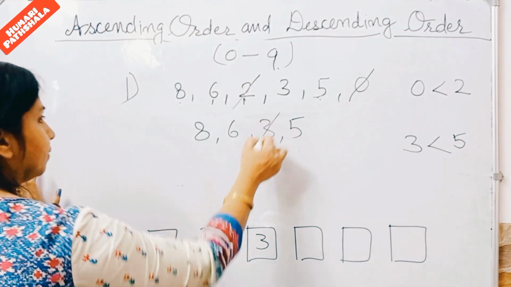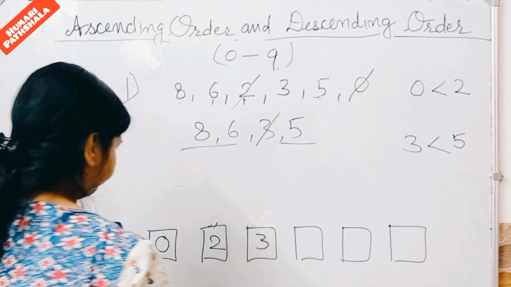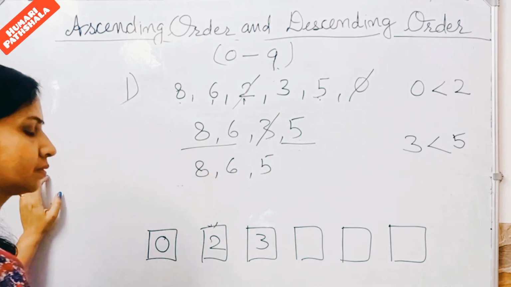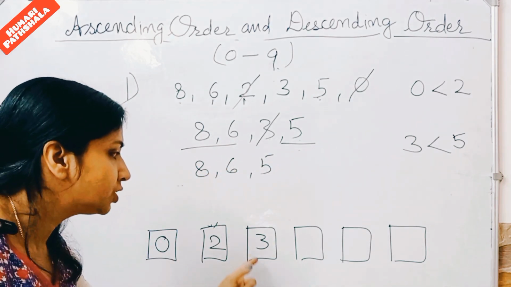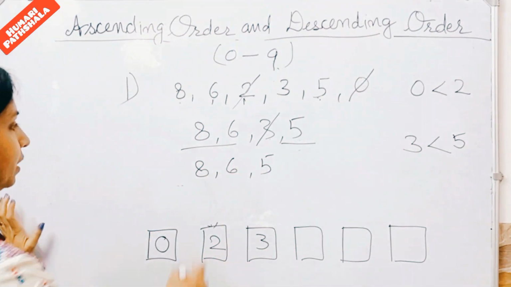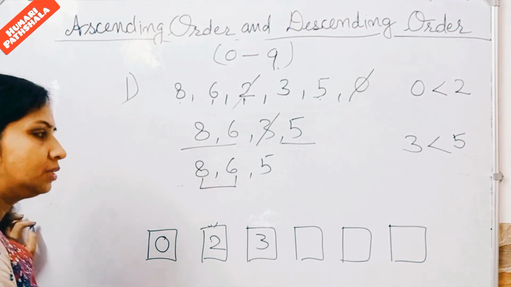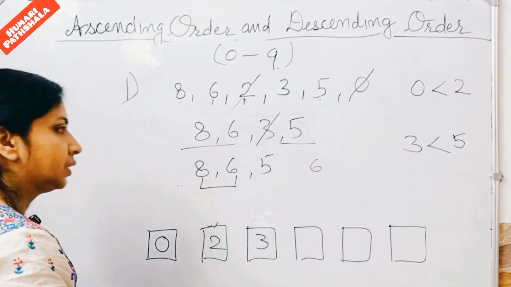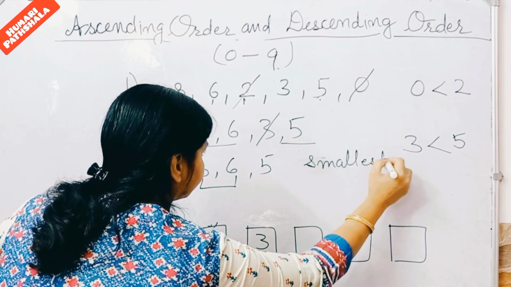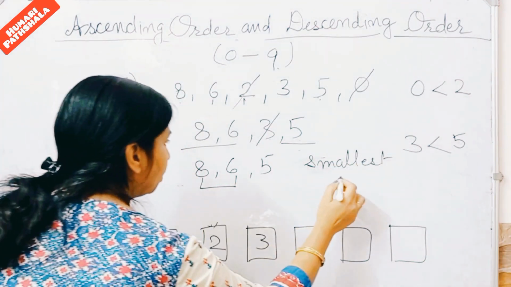Now cancel this, and the left out numbers are 8, 6, 5. These 3 numbers. Now we have to find the number which is greater than 3 and smallest in these 3 numbers. Now compare 8 and 6. Which one is smaller? 6 is smaller.